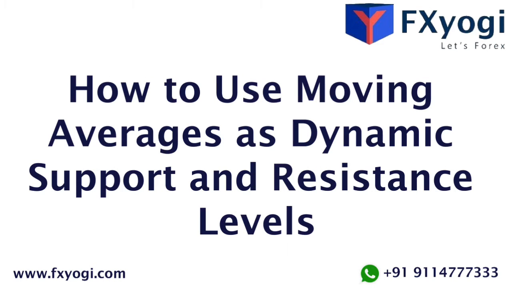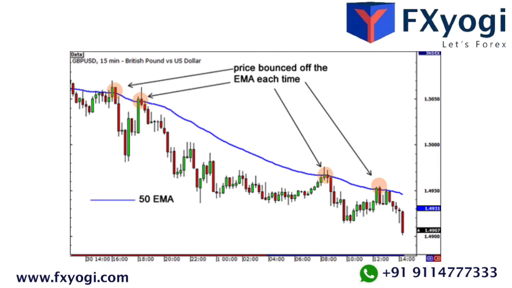In today's video, let's learn how to use moving averages as dynamic support and resistance levels. Another way to use moving averages is to use them as dynamic support and resistance levels. We like to call it dynamic because it's not like your traditional horizontal support and resistance lines. They are constantly changing depending on recent price action.